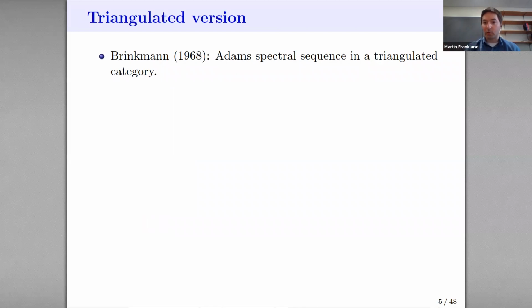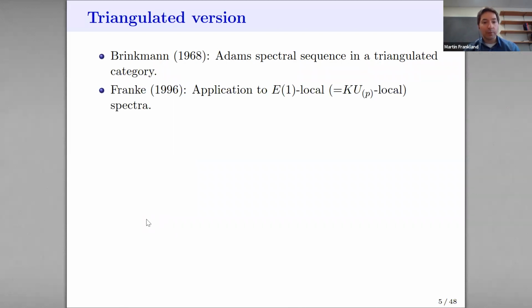Well, the original construction was in the stable homotopy category, but in the 60s already, Brinkmann wrote a paper describing how this works in a triangulated category because all the machinery is available. And then this was used in particular by Franke, whose paper was rooted in work of Bousfield. Bousfield classified K-local spectra, where K is periodic complex K-theory, or KU, let's say we complete at some prime p.